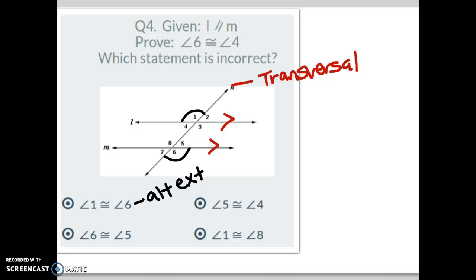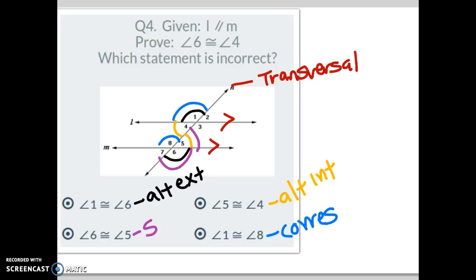Angle 5 is congruent to angle 4. Well, that's true because alternating interior angles are congruent. Angle 1 is congruent to angle 8. That's true because corresponding angles are congruent.